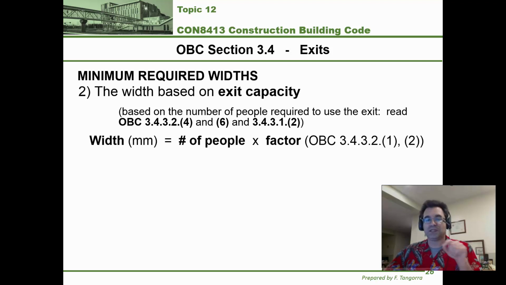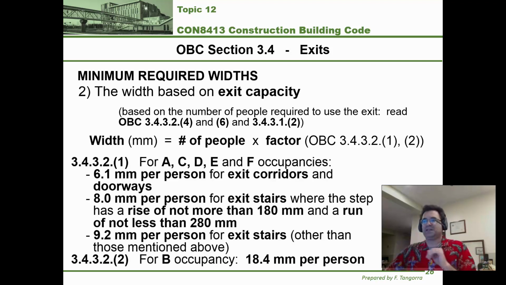3.4.3.2 sentence 1 and 2. Now, I'm listing them here, and you'll notice that these factors are in millimeters per person. Okay? And the numbers themselves look similar to the ones for topic 11, but they are different. So you have to use the right ones for exits if you're being asked to figure out the width of an exit. Okay? So in big terms, basically, sentence 1 deals with all occupancies. Sentence 2 deals with detention occupancies, so B occupancies. Okay? So make sure that you know how to find these.